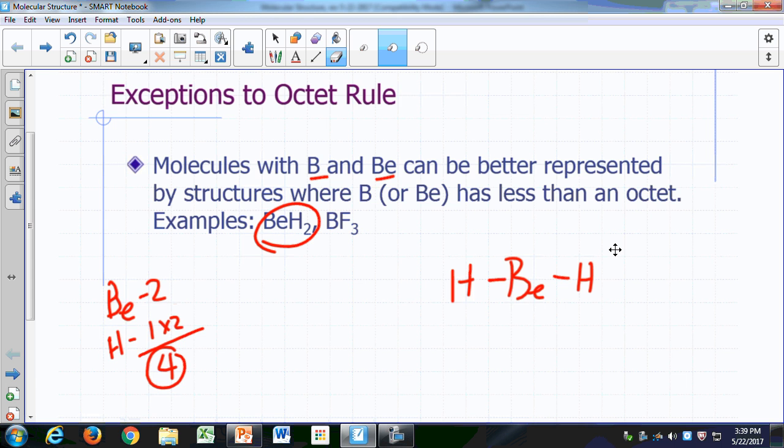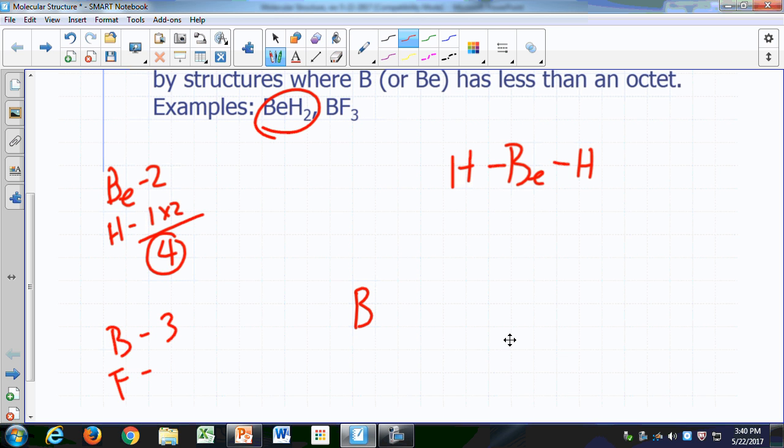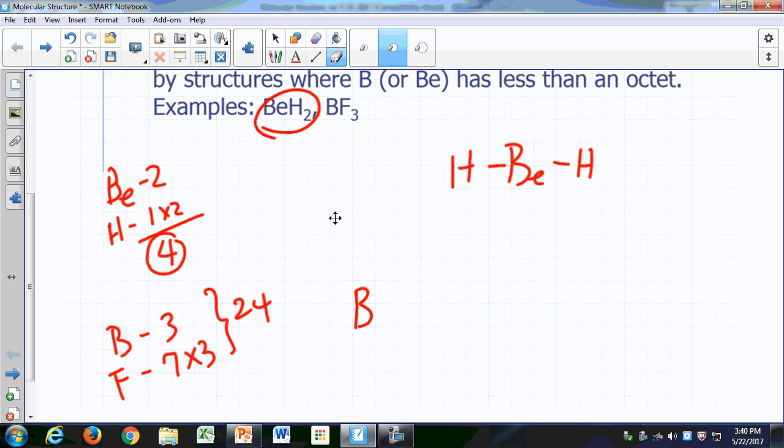Okay, what about BF3? Boron, if you look at your periodic table, has three valence electrons. Each fluorine has seven valence electrons. There's three of them, so that gives you 21 plus 3, that gives you 24. So let's draw the Lewis structure for boron trifluoride, BF3. Let's surround our boron with three fluorine atoms.